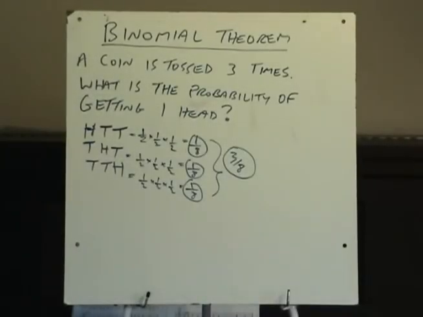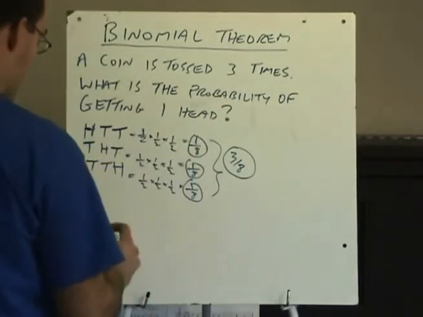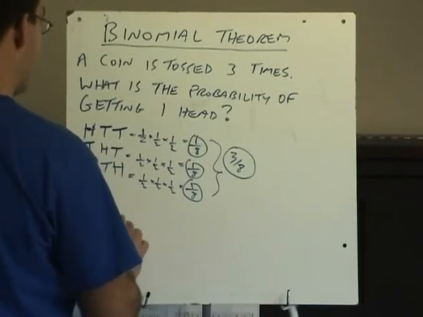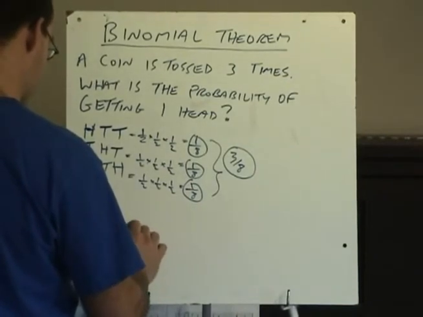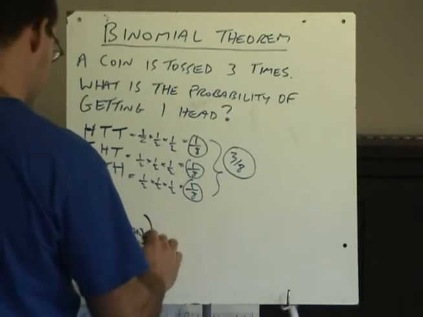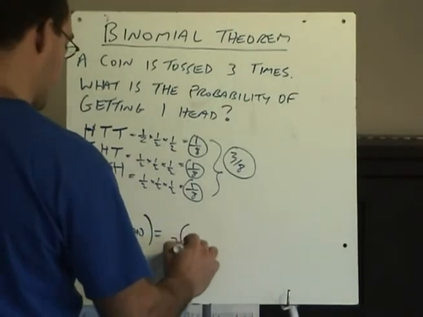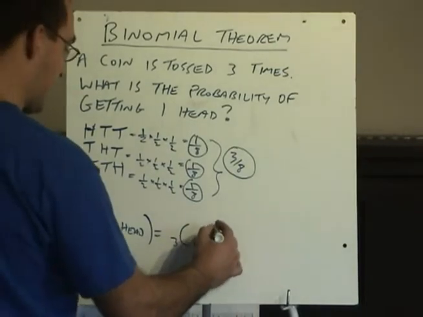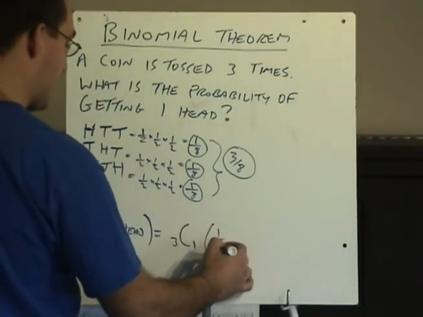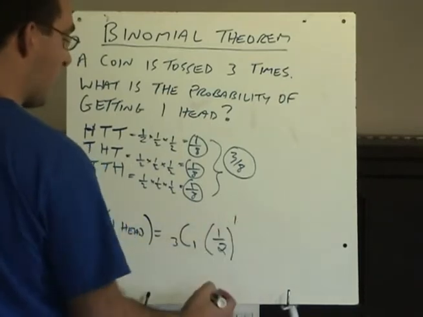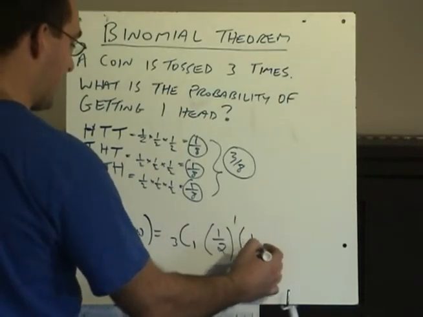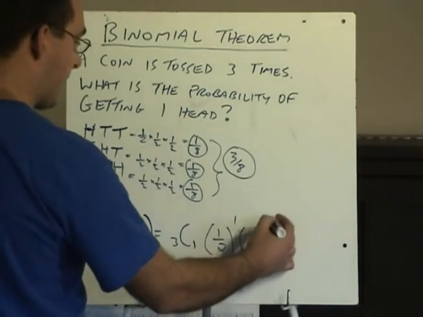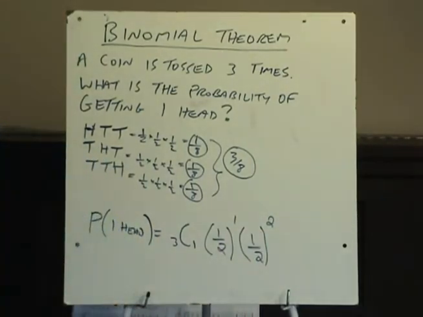And so while the theorem might look a little bit complicated, it's really actually not all that bad. The probability of getting one head is equal to 3 choose 1. 3 tosses of this coin, I want to choose one head. The probability of getting a head is 1/2, and I want one of those. And the probability of getting tails is 1/2, and I need 2 tails.